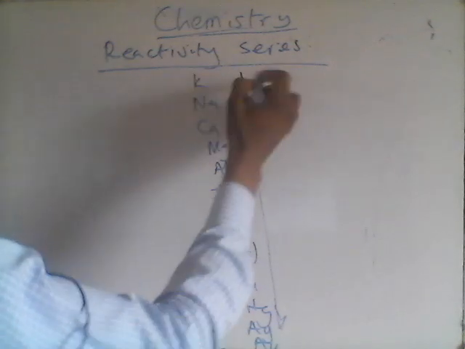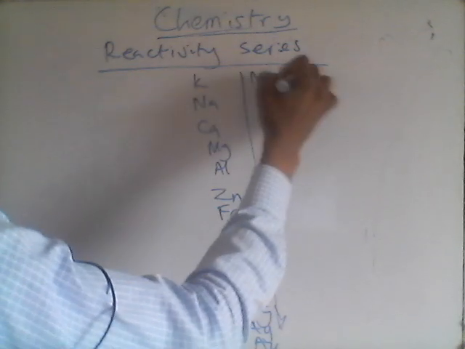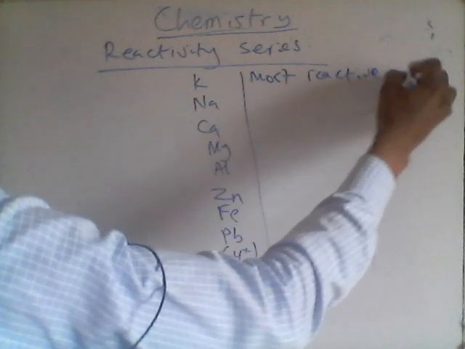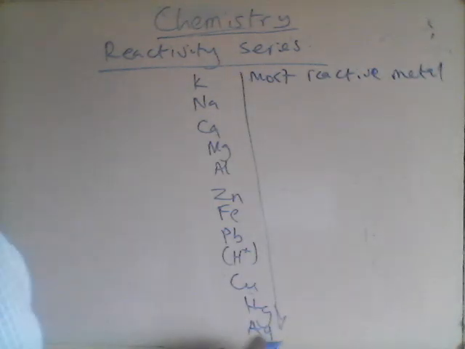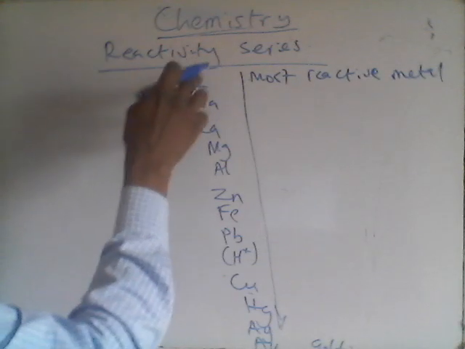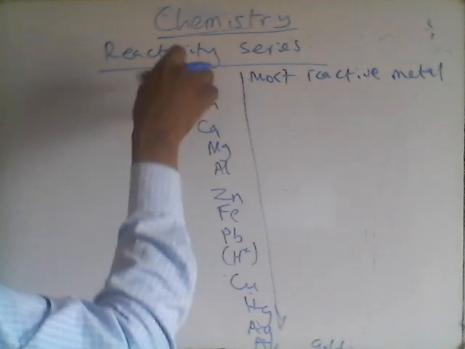Potassium is the most active, most reactive metal, and gold is the least reactive metal. So what's the implication of this? It shows that metals higher in the series can displace those lower in the series.